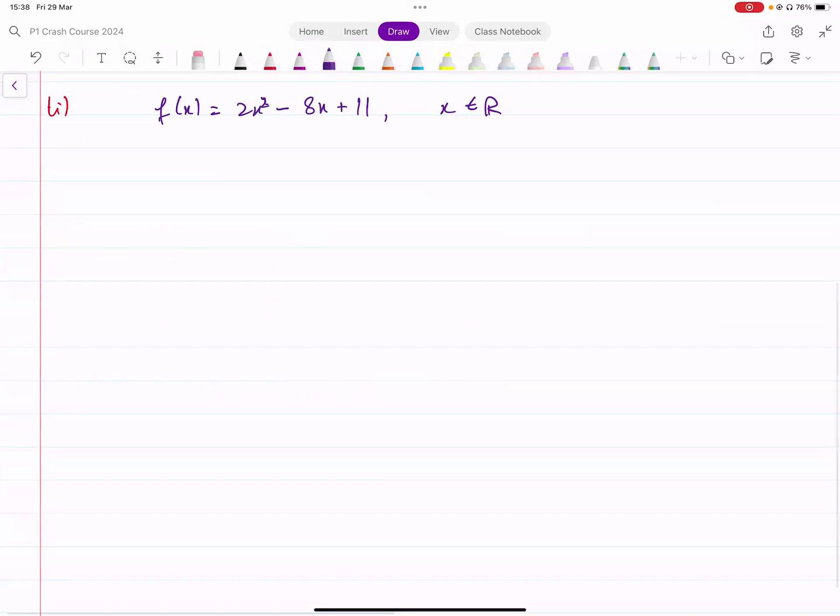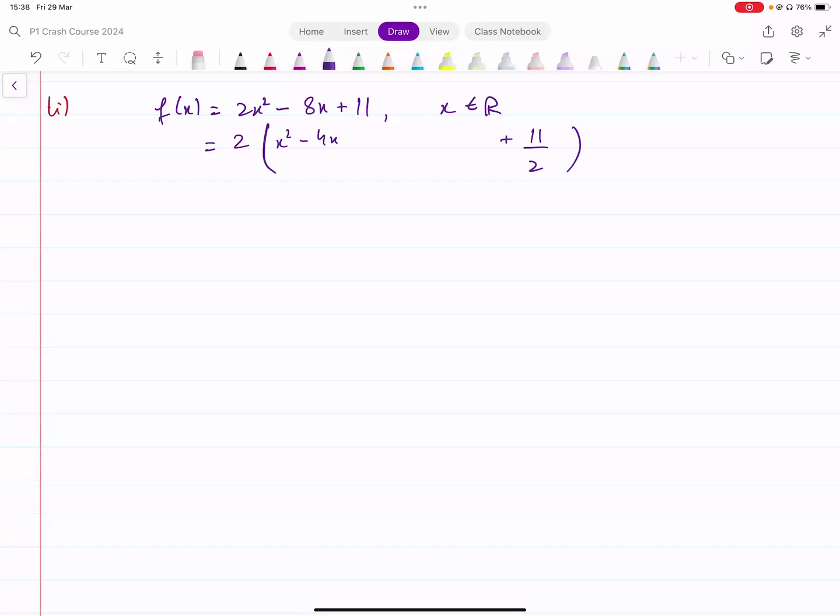How do you complete the square? Take 2 common outside. And that leaves you with x squared minus 4x, leave some space, and you have 11 over 2. And you could keep 11 outside the bracket as well, as in don't take anything common from that. That's also fine. That will also work. Or you can take 2 common from 11 as well. In that case, you'll have 11 over 2 left here.